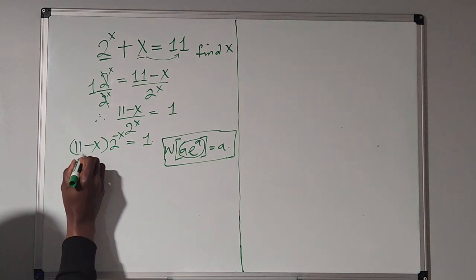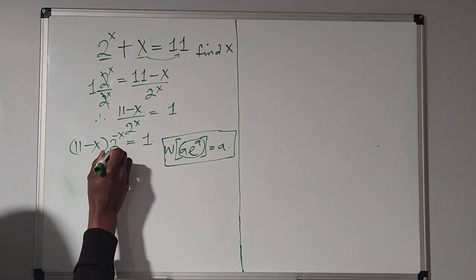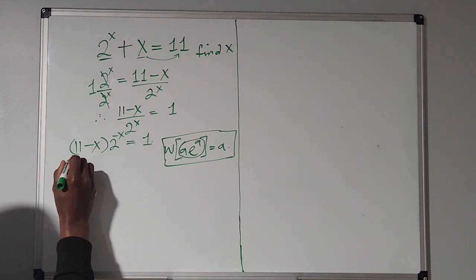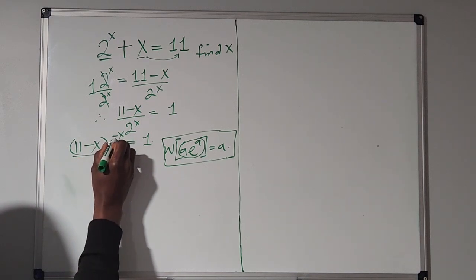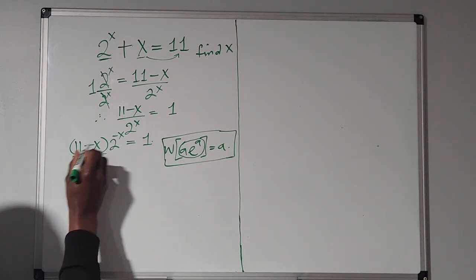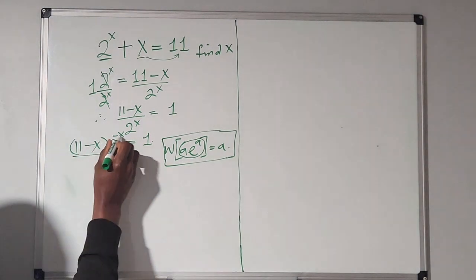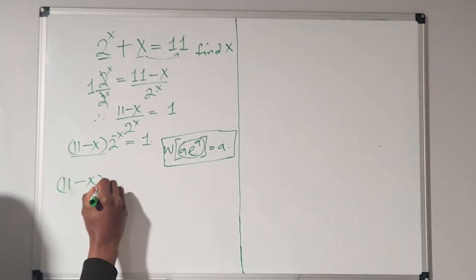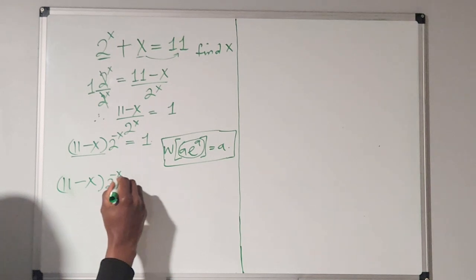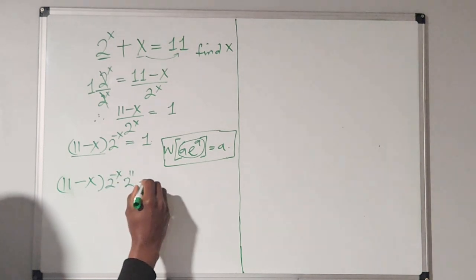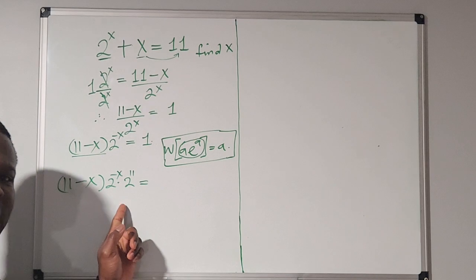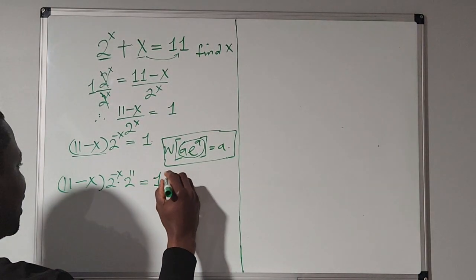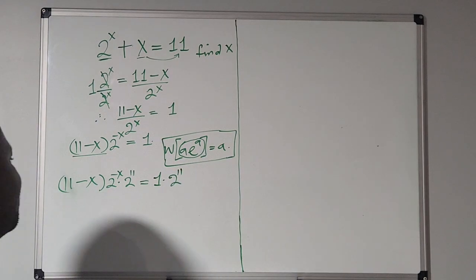Now, here we can see we have 11 minus x, 2. It's looking like it. And then we have minus x. So to make this here look like the power, we need to add 11 to this power to make it 11 minus x. And to do that, all we need to do is multiply by 2 raised to the power 11. And remember, whatever you do to the left hand side, you need to do to the right hand side as well. So this becomes 1 times 2 raised to the power 11.